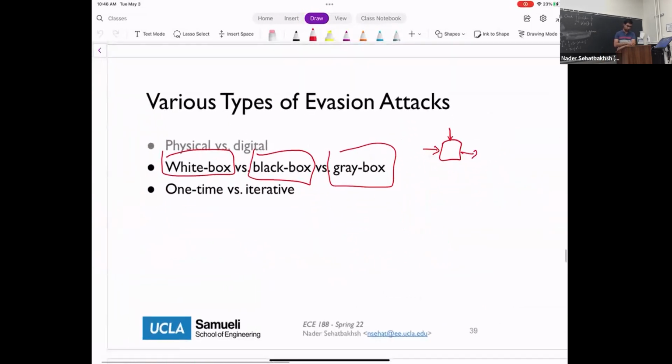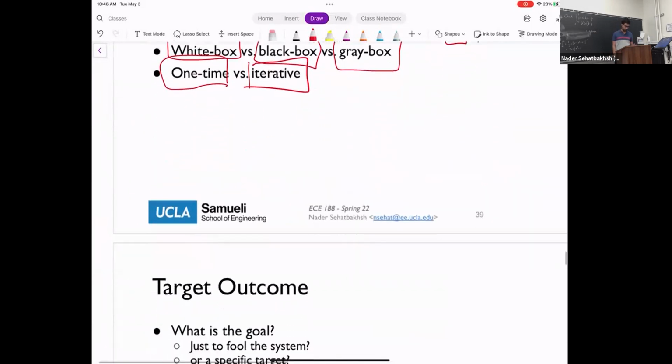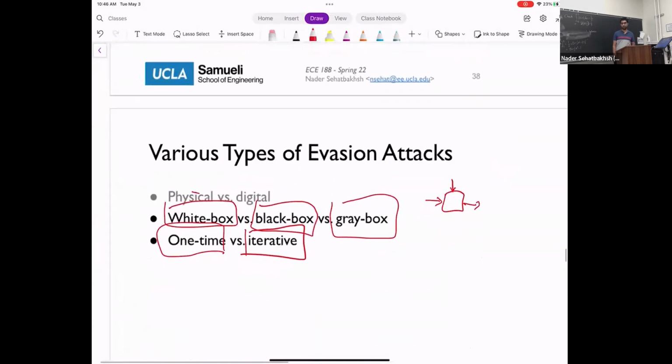So just going back to what I said here: physical versus digital, white box versus black box versus gray box, one time versus iterative, which basically means how many times can we query this model? Sometimes we can only query this model once or a limited number of times. Sometimes we can query this model iteratively an infinite number of times, and that's what we have.